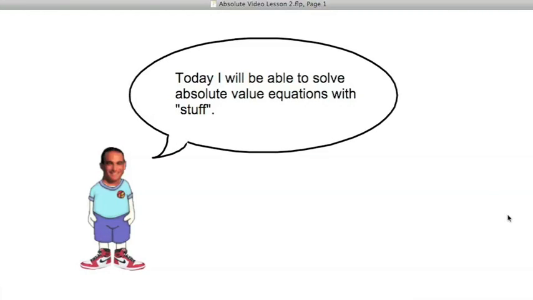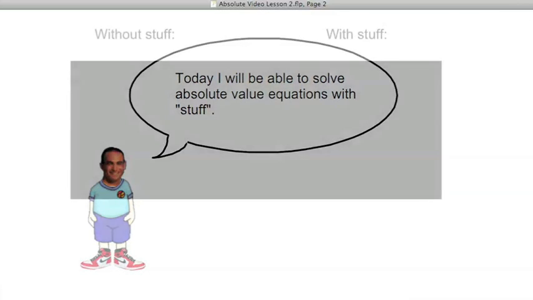And as you can see, your objective says today you will be able to solve absolute value equations with stuff. And I'm going to show you what that stuff is before we get started. A little compare and contrast with a couple different equations. So over here you're going to see without stuff, and over here you're going to see with stuff.